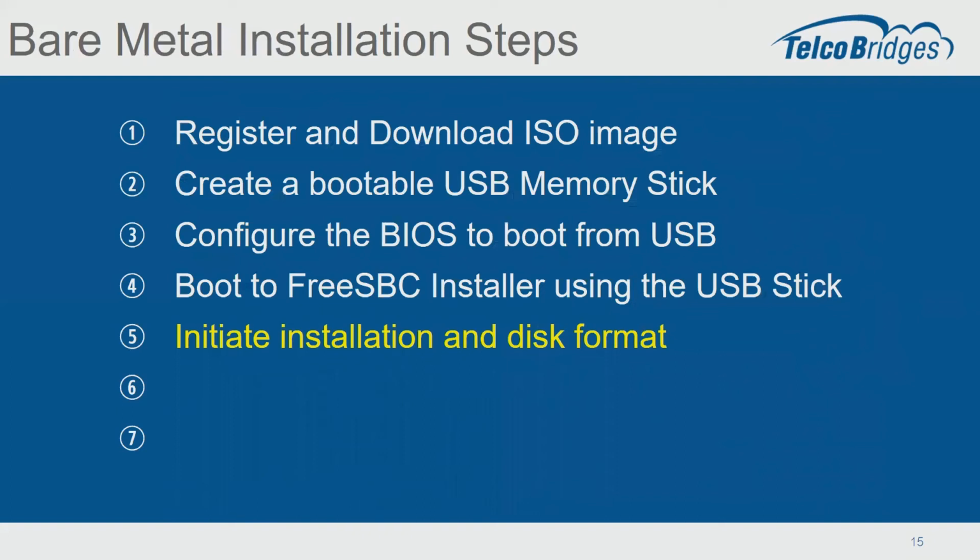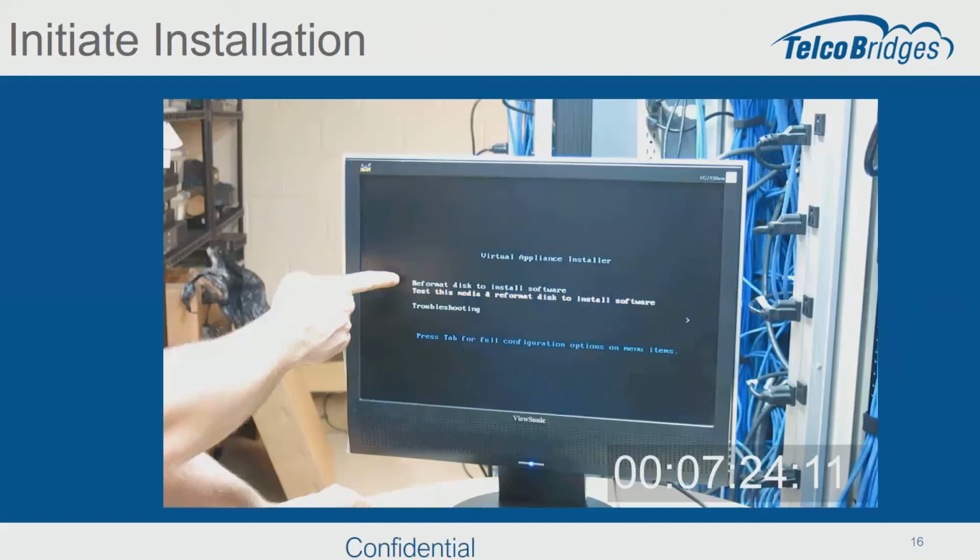Right. So then the next step is a screen will pop up, and we're going to initiate the installation and disk formatting. This is a screen scrape I got from our lab session. Yep, that's right. So you can choose the first option there, reformat disk to install the software. Of course, it will wipe out all the disk on the server, but it will have the operating system and the FreeSBC installed after that.